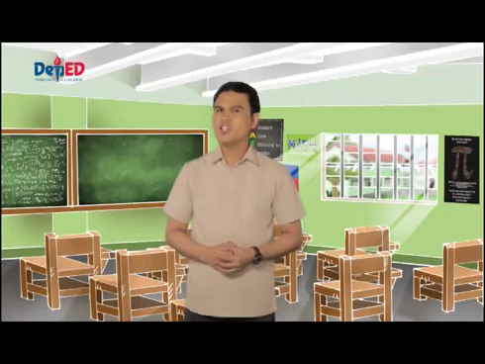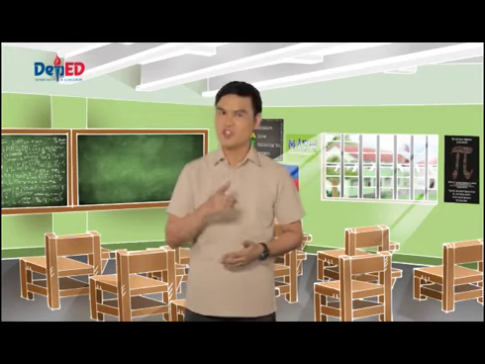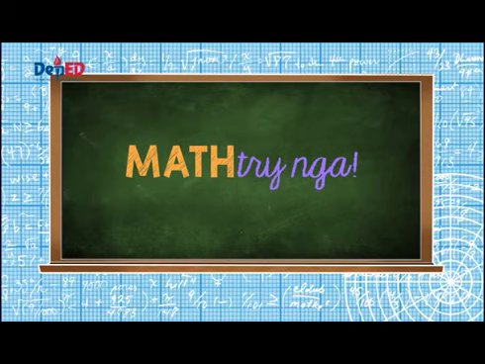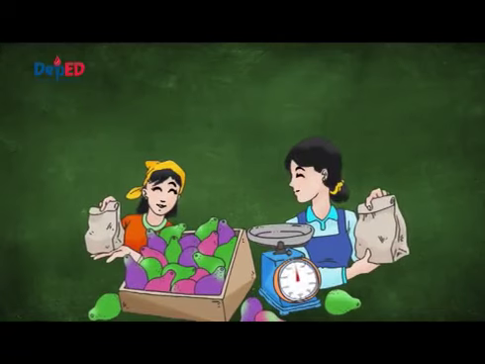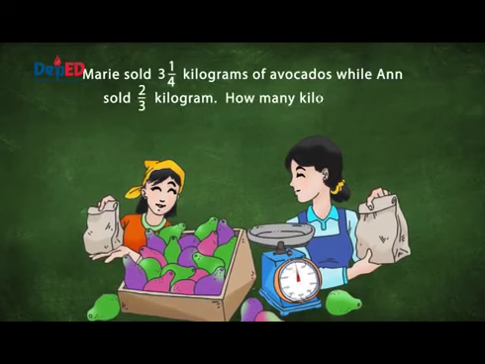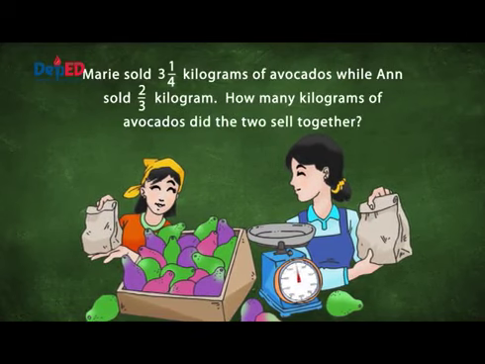Now, let's talk about the sisters working together to sell a delicious avocado. Because of that, tell yourself, must try nga! Marie sold 3 1/4 kilograms of avocados while Anne sold 2/3 kilogram. How many kilograms of avocados did the two sell together?